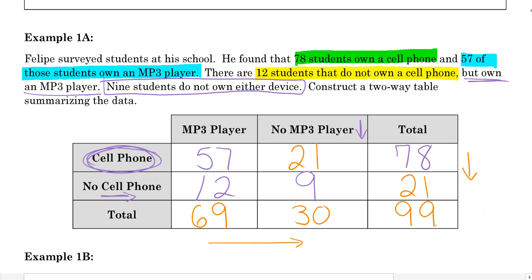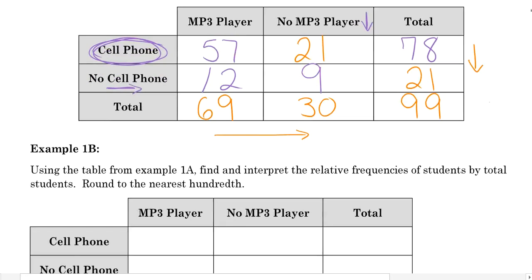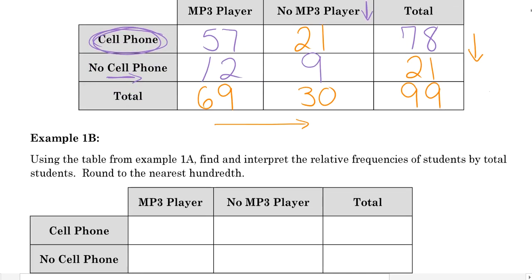So for example 1b, we now want to use those values to find and interpret the relative frequencies of students by total number of students, and then round to the nearest hundredth. So remembering what we learned in our last learning target, if I have a denominator of 99, so for students who own a cell phone and an MP3 player, that's 57 out of 99. And remember, when you have 9s in the denominator, that means that you're going to have a repeating decimal.